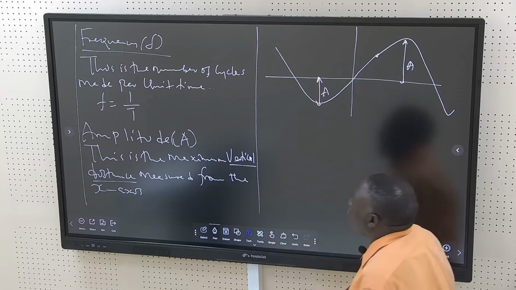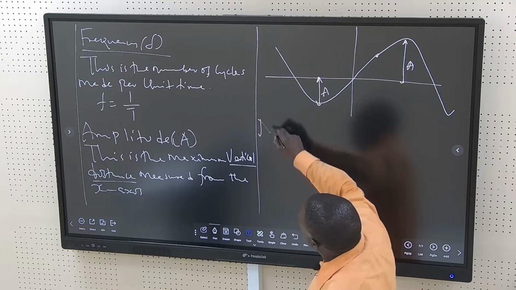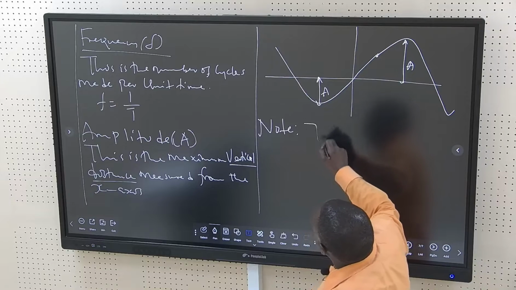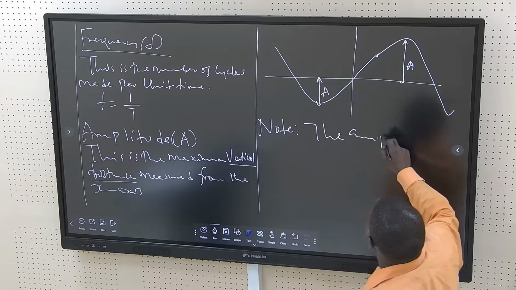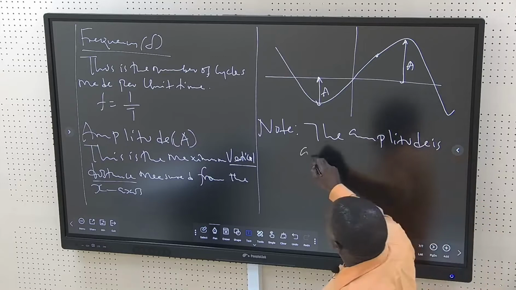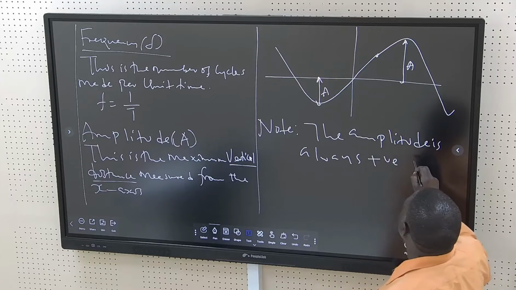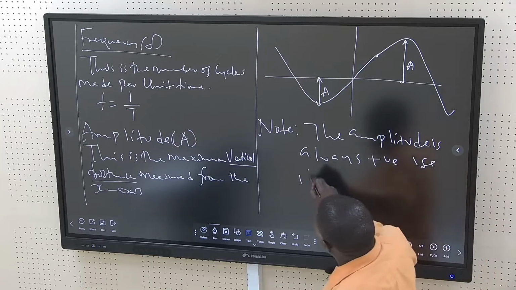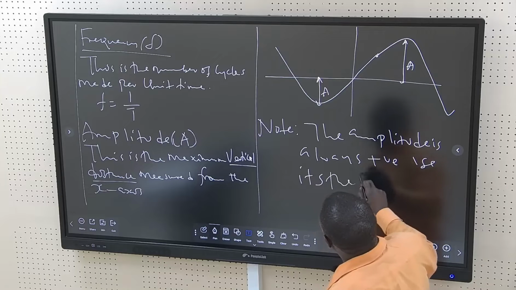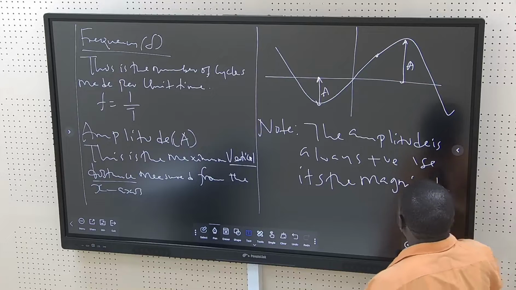And note, the amplitude is always positive because it is a magnitude. Note, the amplitude is always positive. Why? Because it is the magnitude. So it is always positive.